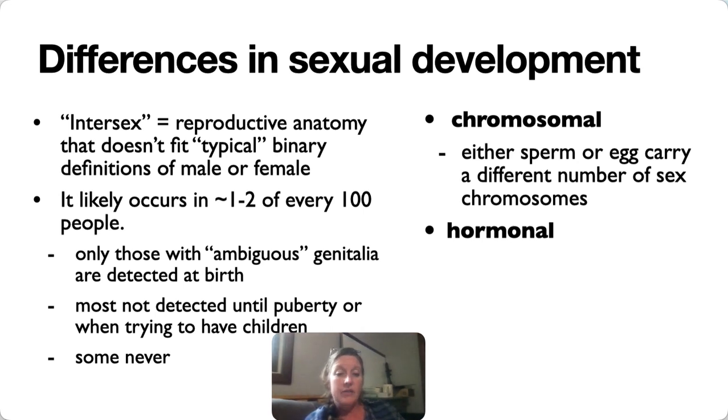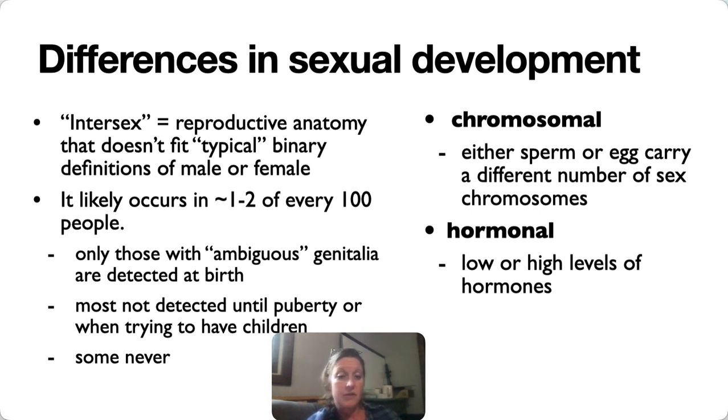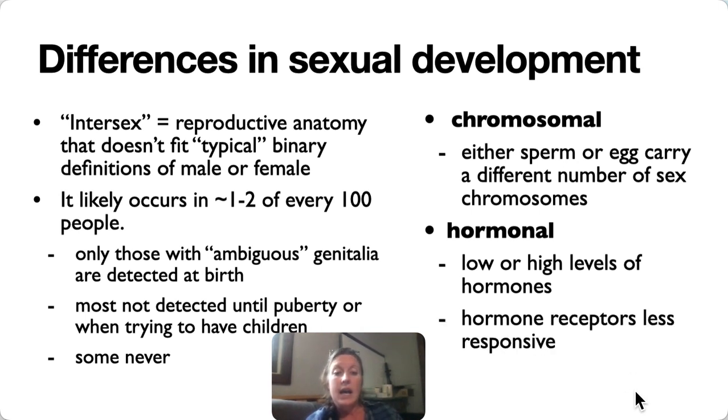Another category of these differences is called hormonal. So this could be things like low or high levels of one of the hormones that's involved in directing the development of our anatomy, or it could be that the hormones aren't activated, or that the receptors are more or less receptive to the hormone than what is typical.